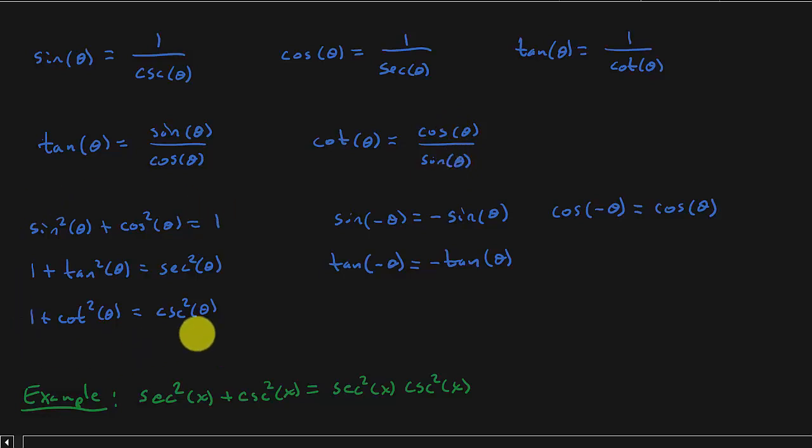And then we've got our Pythagorean identities. You need to know these. Sine squared plus cosine squared is 1. 1 plus tangent squared is secant squared. And 1 plus cotangent squared is cosecant squared.